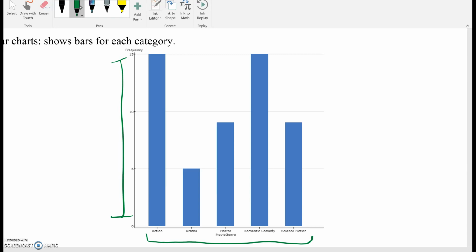So, for example, action movie, you can see that 15 people preferred action movie, and there was only 5 people that actually like drama. Okay, so this is very basic to read.